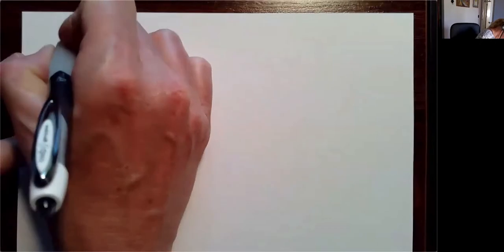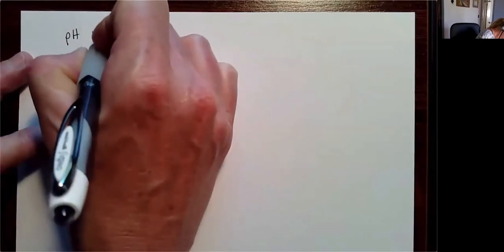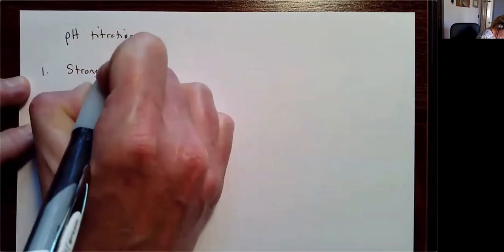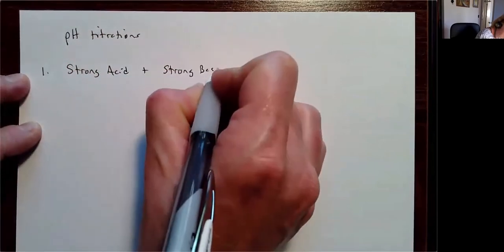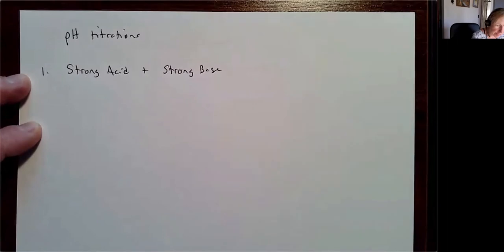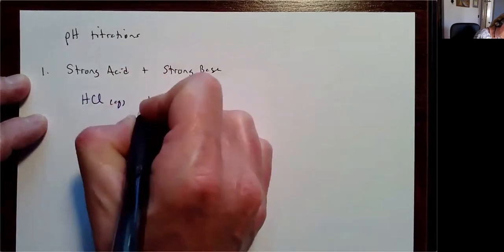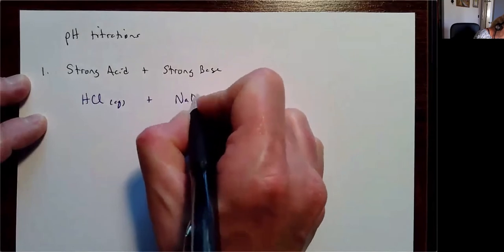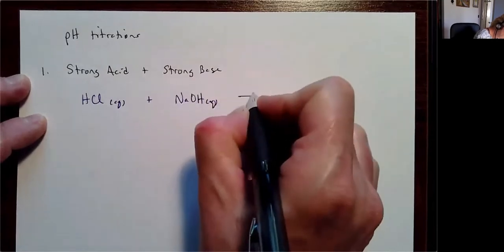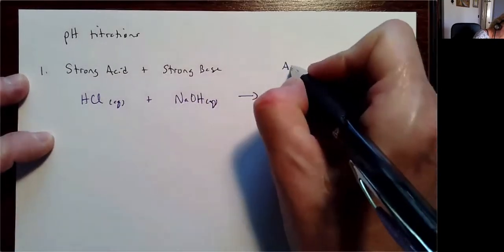Okay, so let's look at the various options that we have for pH titration. I can have a pH titration that is a strong acid plus a strong base. These are something you've probably done in the lab a lot. These are very common general chemistry types of titrations where my strong acid might be HCl, and these are aqueous solutions, and my strong base might be sodium hydroxide. We also call these acid-base neutralizations.